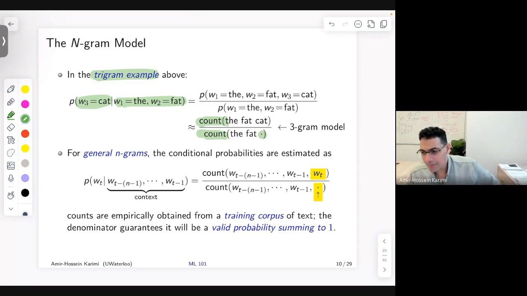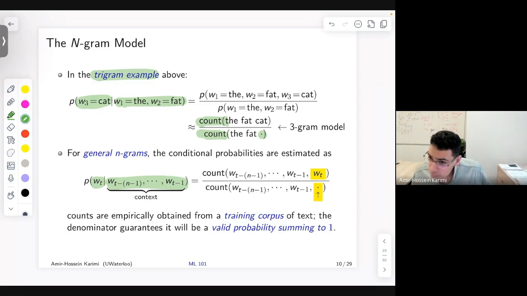And for general n-grams, it's probably straightforward. You all understand that we are now going up to t words. Sorry, we're looking at the likelihood of the t-th word conditioned on the n-1 words preceding it. These counts are obtained empirically from a training corpus of text. And luckily, the denominator always guarantees that this is a valid probability that sums up to 1 when you look at all possible combinations of the numerator.